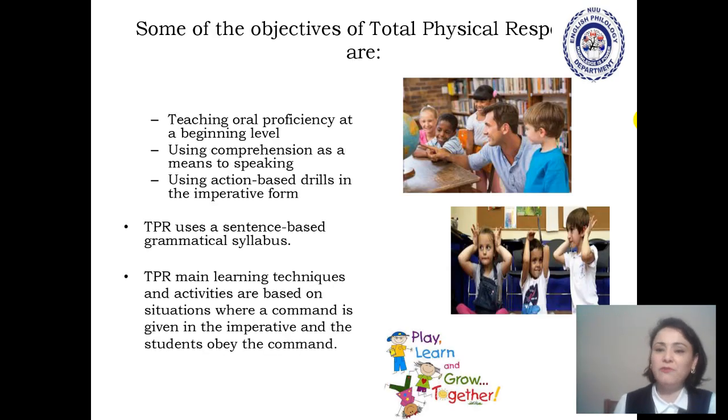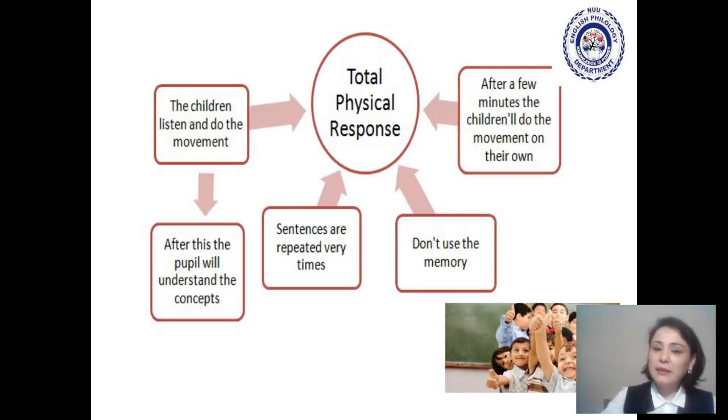Some of the objectives of the TPR: teaching oral proficiency at the beginning level, using action-based drills in the imperative form. TPR uses a sentence-based grammatical syllabus. Ready sentences, ready speech patterns could be given in the TPR method. And in this method, usually children listen and do the movement, like come to the board, go to the door, and after this, the pupil will understand the concept. You can just tell, they can do and show it.